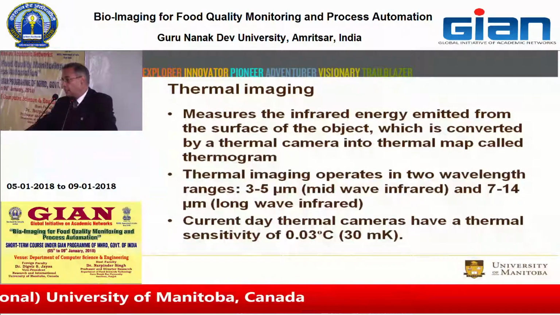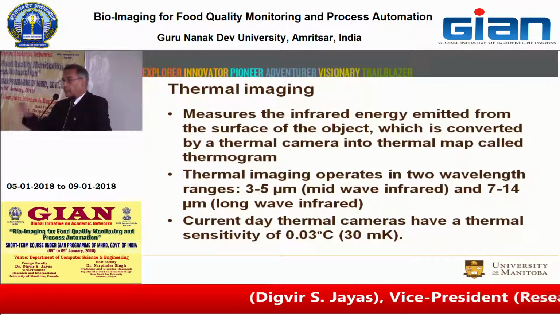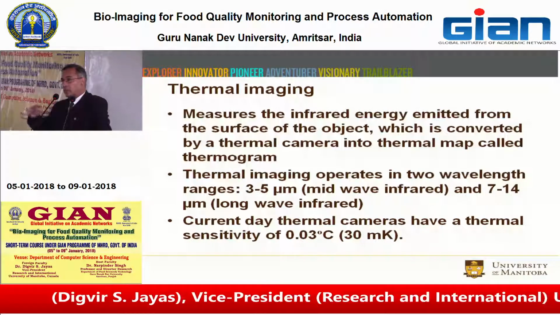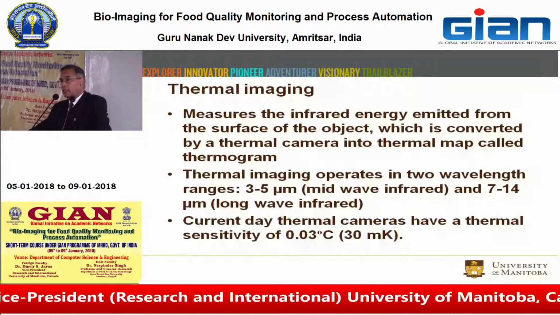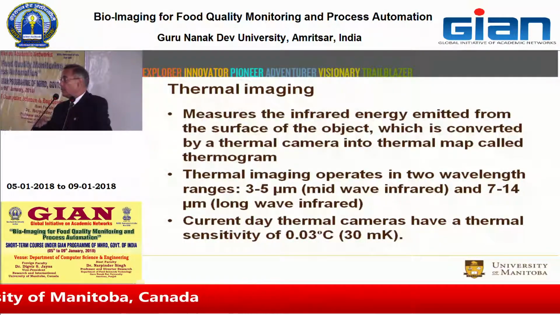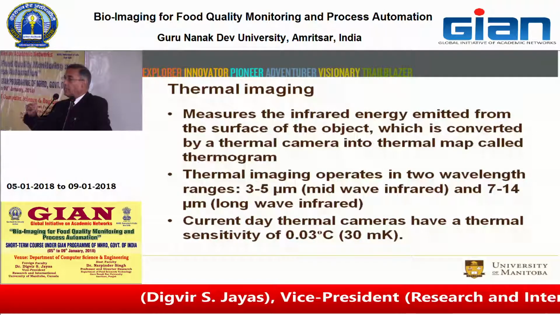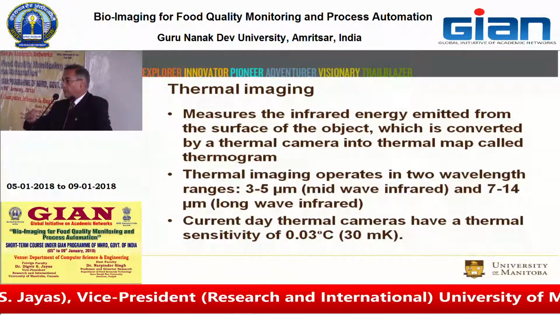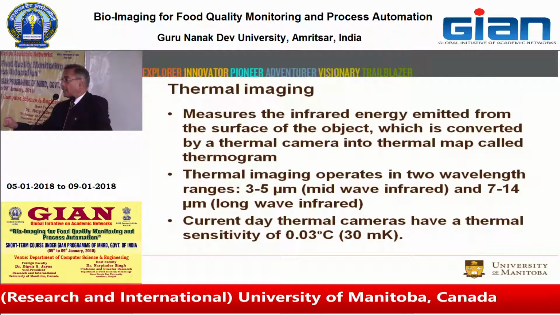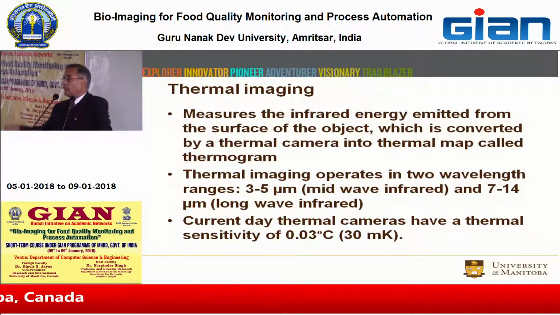So thermal cameras measure the infrared energy emitted from the surface of the object, and that temperature distribution on the surface of the object is converted by the thermal camera into a pattern or a map, and that's what is referred to as a thermogram. And then the thermogram really becomes your image, keeping in mind the intensity now is not the reflectance, or, as with X-rays, the attenuation of the X-rays, but rather it is temperature.